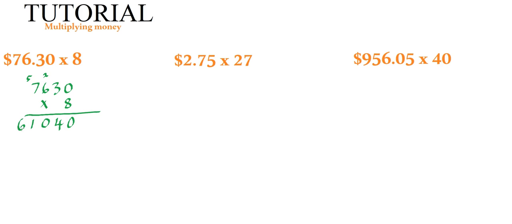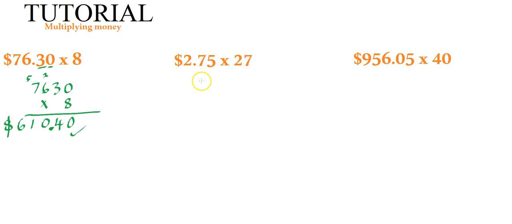Now it's money, right? So you know that there's going to be 2 decimal places. You can also figure it out from here. There are 2 decimal places in the question, so there must be 2 decimal places in the answer. So it should be $610.40.